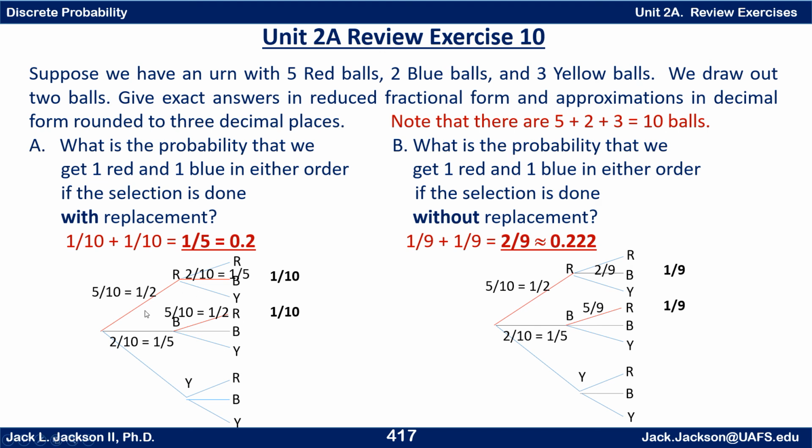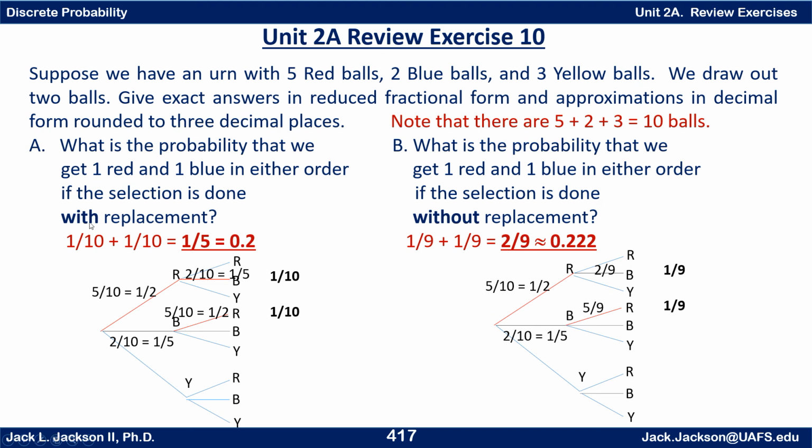So here we see that there are a total of 5 plus 2 plus 3, that's 10 balls total. And 5 of them are red. So the probability we get a red the first time is 5/10, reduces to 1/2. The probability we get a blue the first time is 2/10, which reduces to 1/5. And that's the same whether you're putting it back or not, because it's just drawing it out the first time.